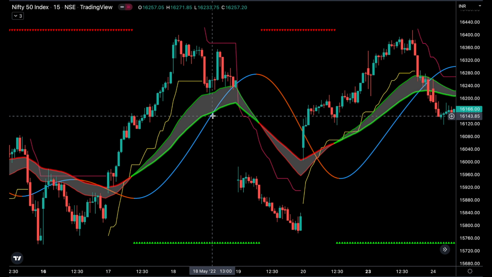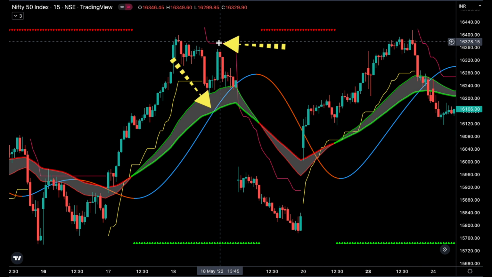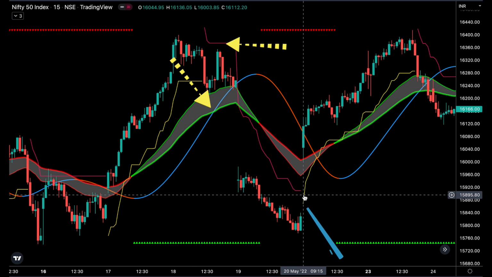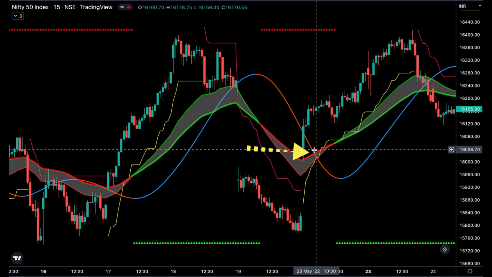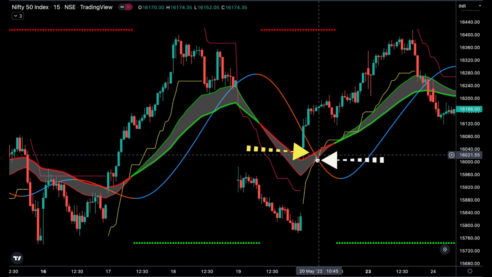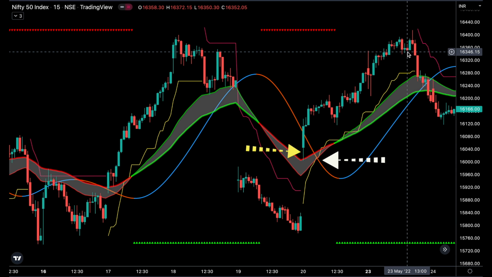Over here, when we got a sell signal, right here, the super trend level was here. This was our stop loss and the market moved down really well. Over here, when we got a buy signal, that's here. This is where the super trend was, and then we again got a very strong up move.